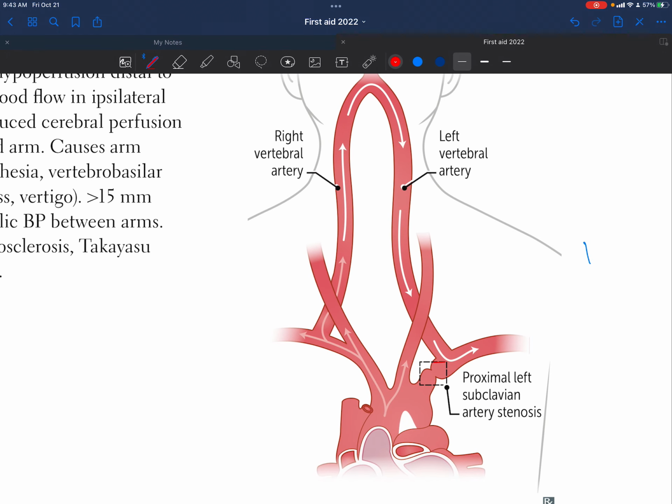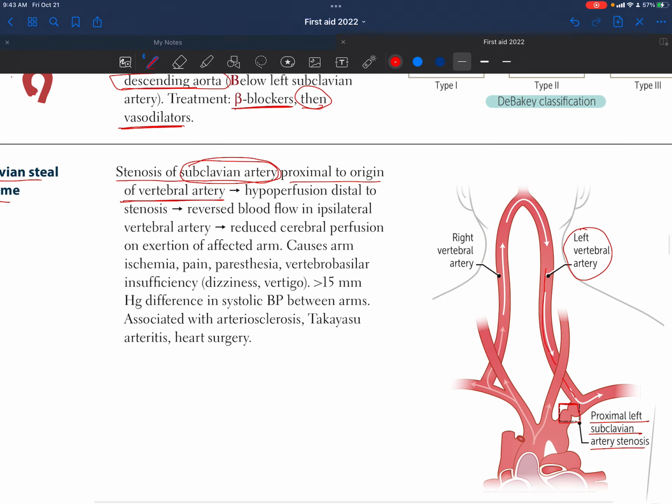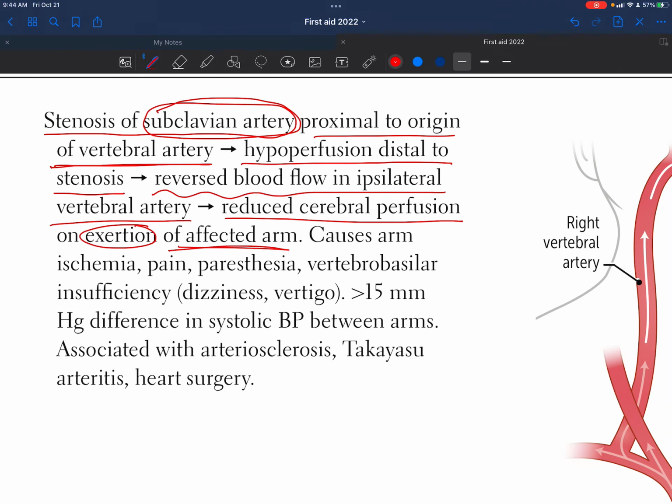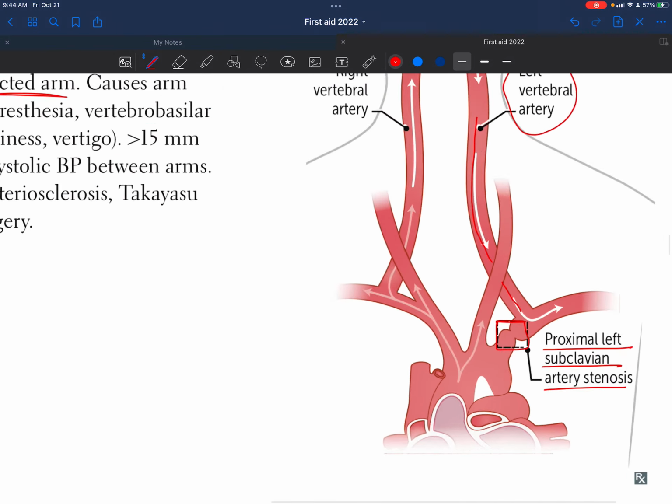So this is the area of stenosis, and it says right here, proximal left subclavian artery stenosis. What we have here, this is the left vertebral artery, so this whole artery is the left vertebral artery, okay? So it says that there's hypoperfusion distal to the stenosis, so there should be reverse blood flow in the ipsilateral vertebral artery, leading to reduced cerebral perfusion on exertion, of course, of the affected arm.